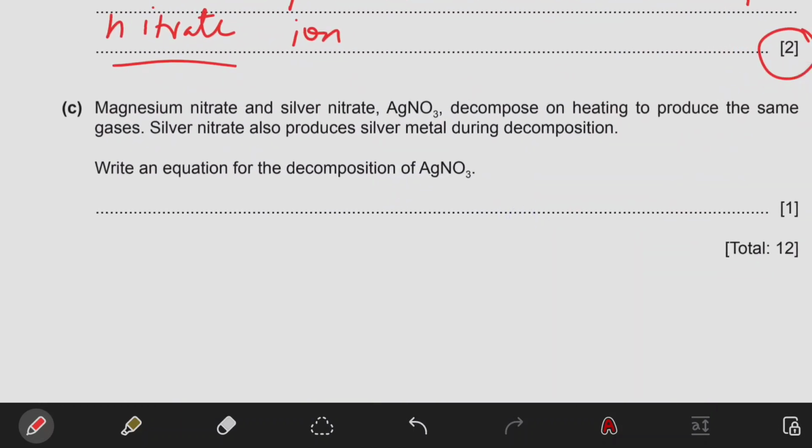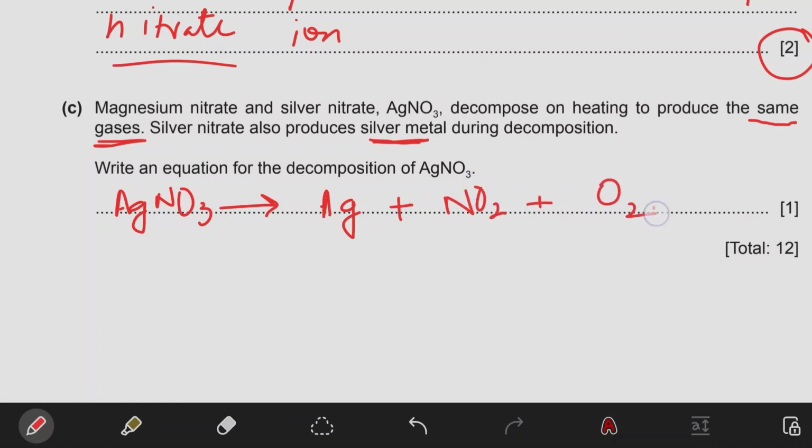Magnesium nitrate and silver nitrate decompose on heating to produce the same gases, meaning that would be NO2 and oxygen. Silver nitrate also produces silver metal during decomposition. Write an equation for the decomposition of AgNO3. This is easy. Just write AgNO3 and write all the things they have said. They said that it produces Ag metal, and it produces the same gases as when magnesium nitrate decomposes. So NO2 and oxygen. Right?